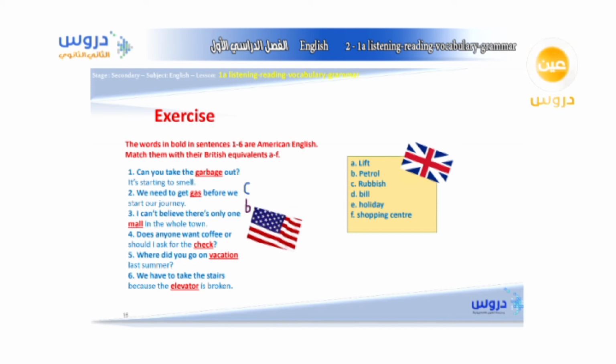and 3, I can't believe there's only one mall in the whole town. So for mall, what do we say? Lift, petrol, rubbish, bill, holiday, or shopping center?